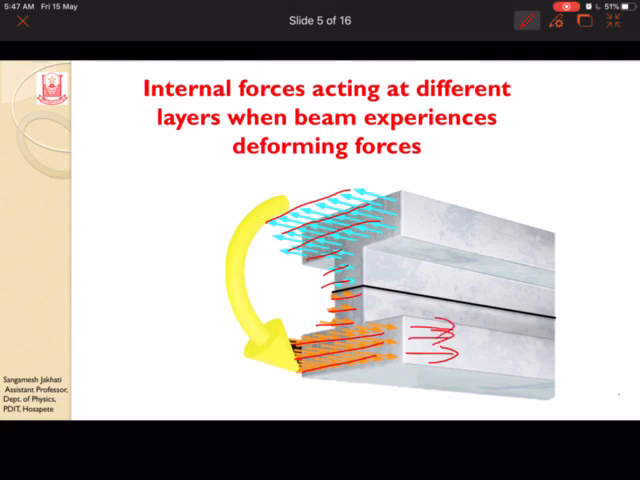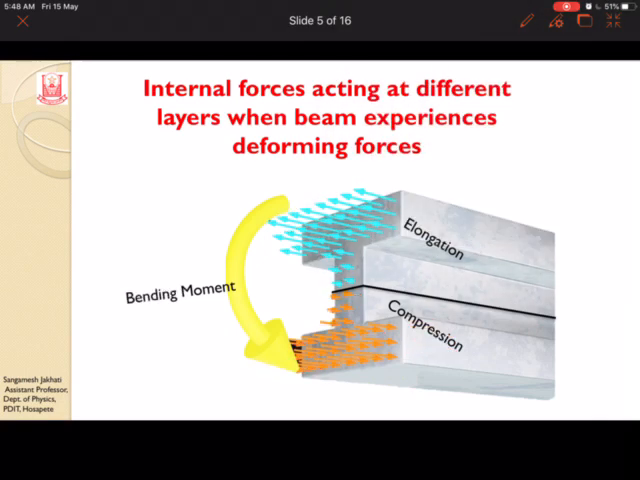So here the upper part is completely experiencing an elongation, and the lower part is completely experiencing a compression, that is an inward pull. So due to this elongation and compression, there is a couple acting on that beam, and that forms a bending moment. So this is actually the bending moment.